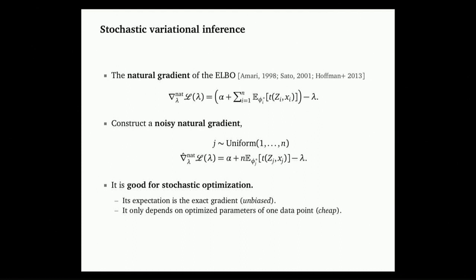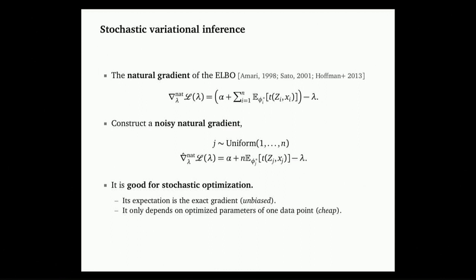So the next idea is the natural gradient of the ELBO, okay? This is not a noisy gradient. This is a full gradient. It's called the natural gradient. And the natural gradient of the ELBO looks like this. This is the natural gradient of the ELBO with respect to the global variational parameter.